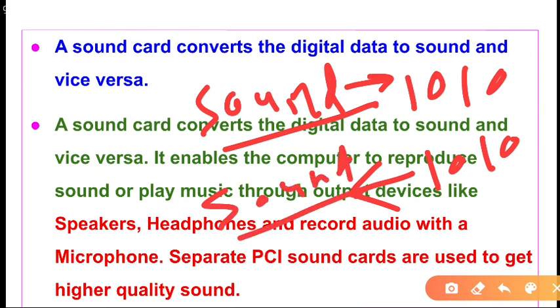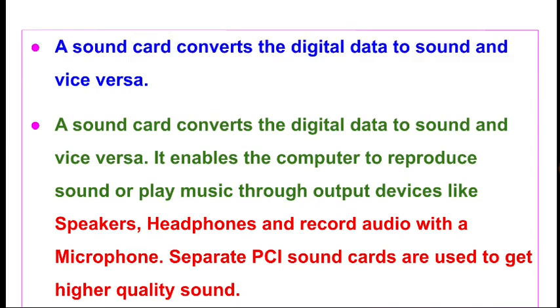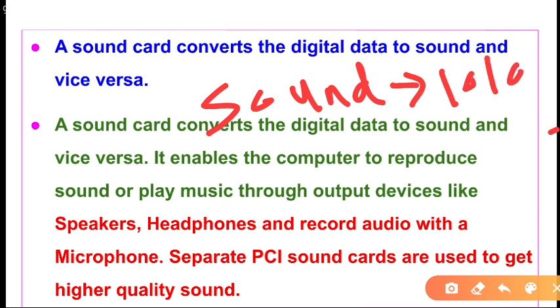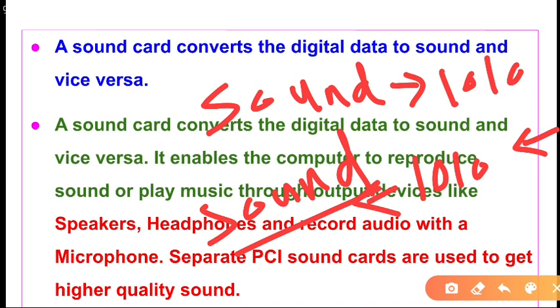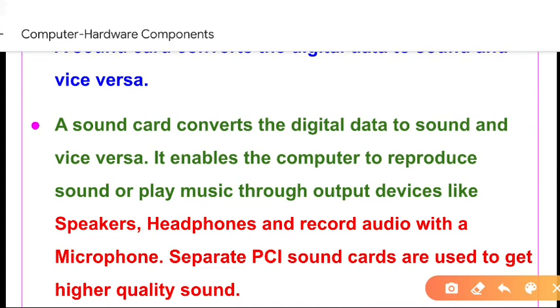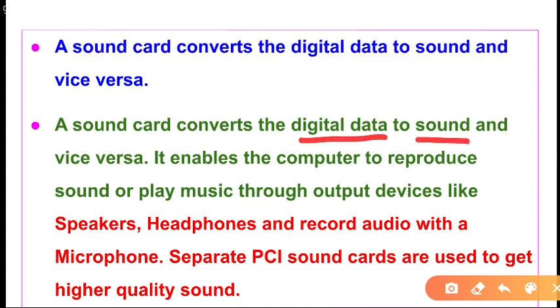For example, if you ask the Alexa speaker, please tell me what is today's temperature. Alexa will take the sound signal that you send to the computer and convert it into digital data. Then it will give the sound card a digital output, and that digital output will be converted to sound by the sound card. So this is the use of a sound card. A sound card converts digital data into sound and vice versa. Vice versa means digital to sound and then sound back to digital.